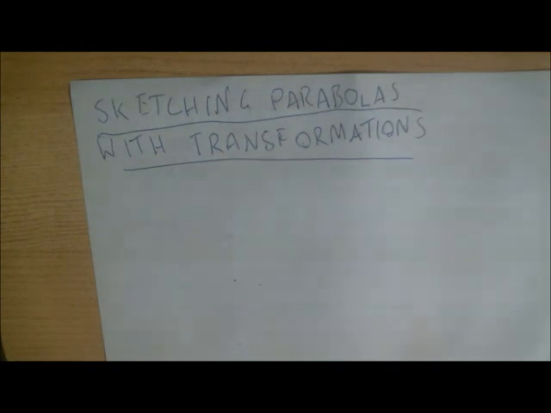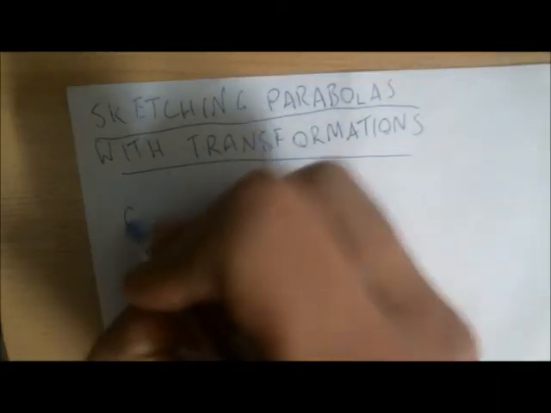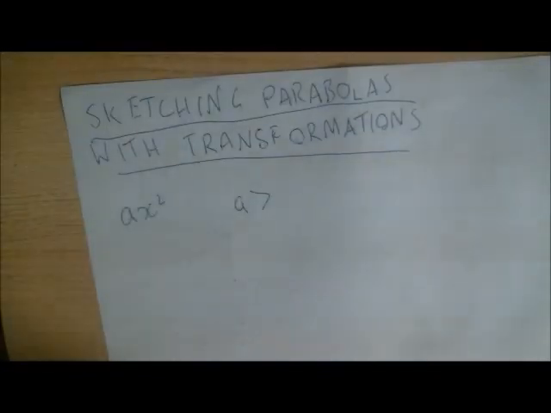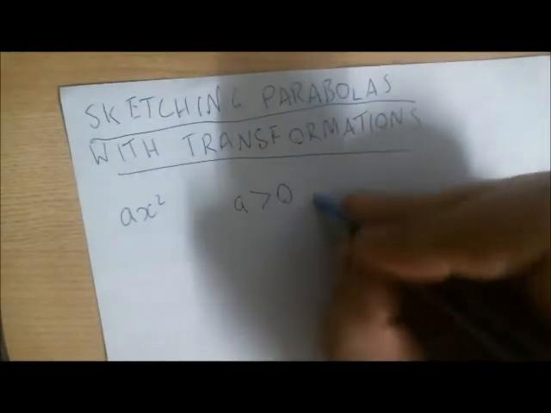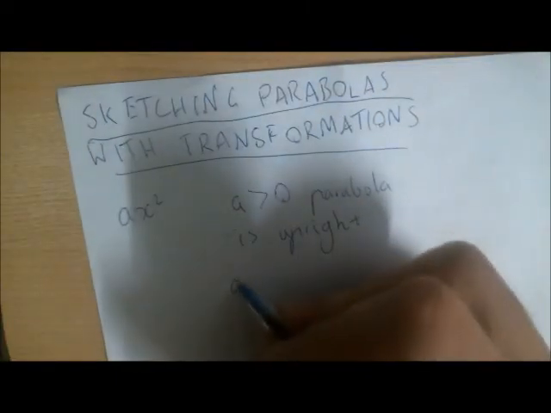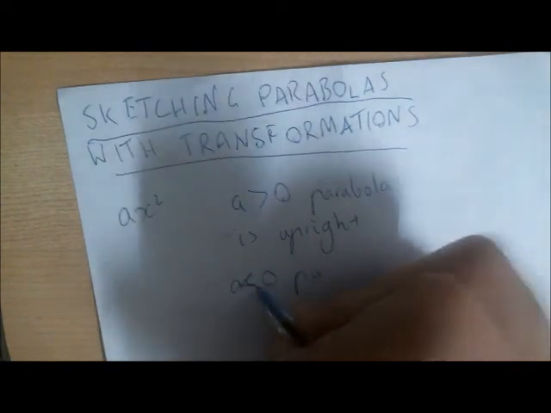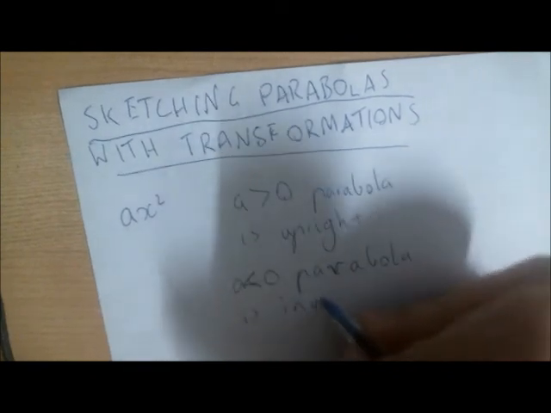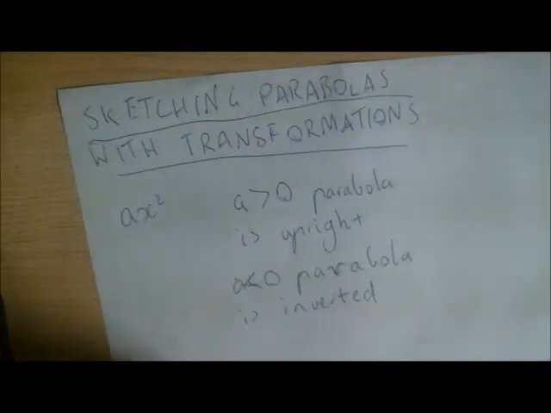So, things we're going to be looking at. As we said, with ax squared, if a is greater than 0, the parabola is upright, which is just a normal one. If a is less than 0, the parabola is inverted.